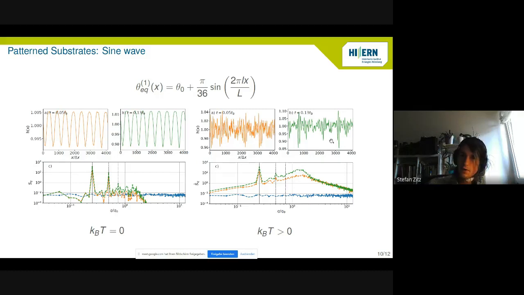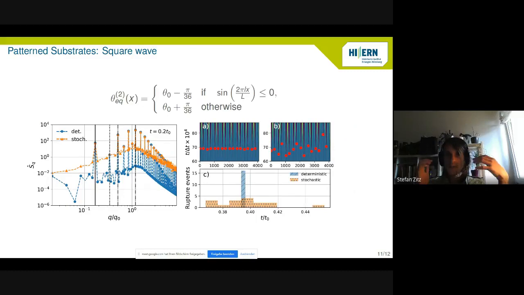Now we thought, okay, this is numerics, but for experiments, you usually have defects. There is a contact angle variation because there is a defect.